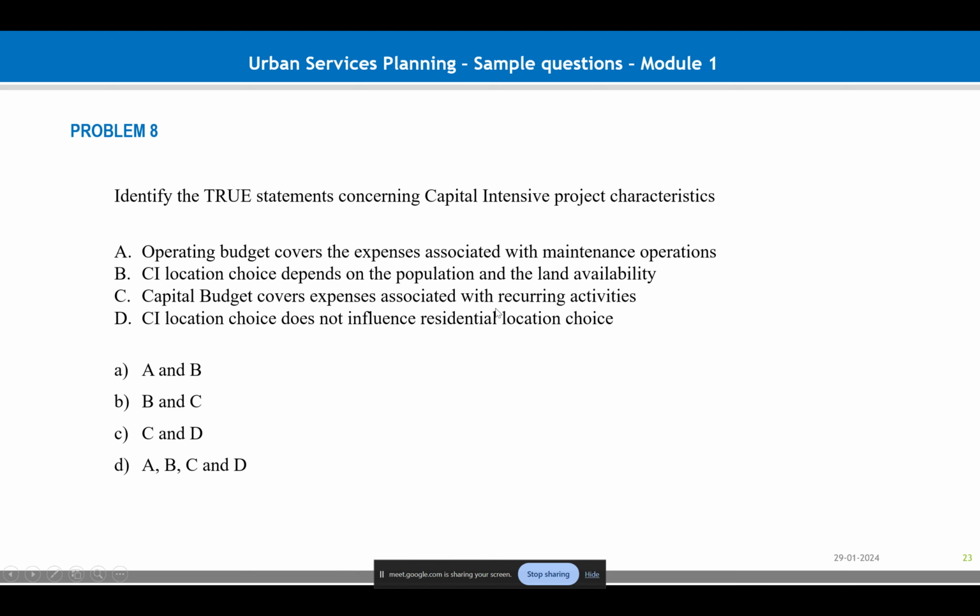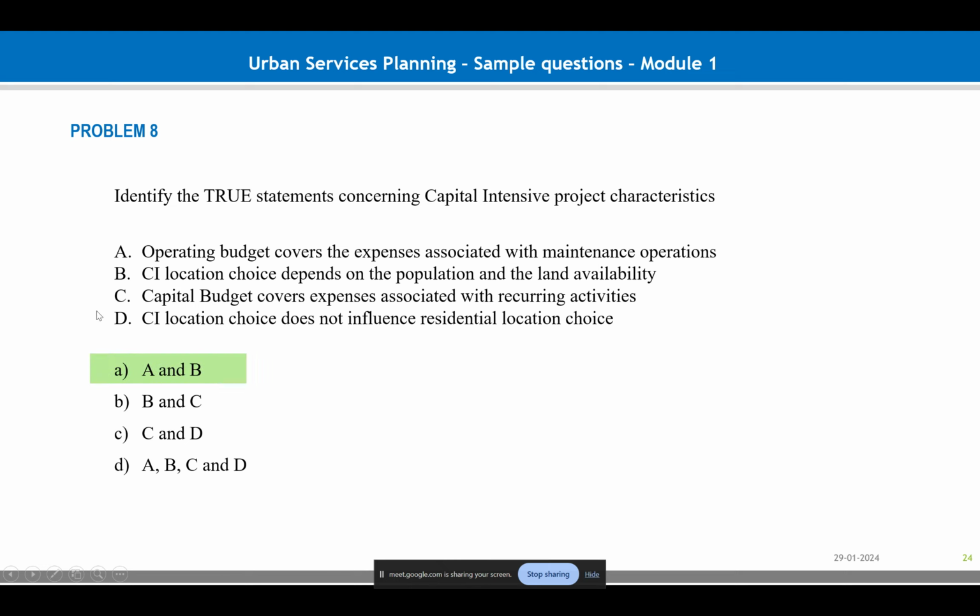So if recurring activities are not there, then how is maintenance being included? Actually, see, there is one capital expenditure and another revenue expenditure. So the operating budget, I take it as part of the revenue. Okay, right. Fine. We'll come to that. Let's see all the options. The last one is: capital intensive projects' location choice does not influence residential location choice. Is that right? No. Okay, so this is the answer.